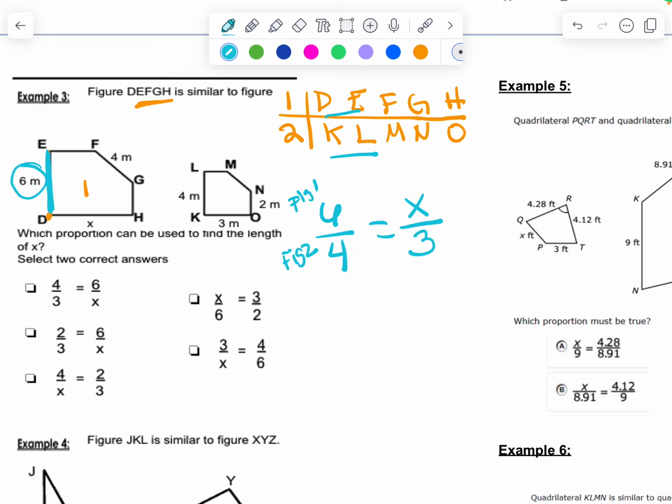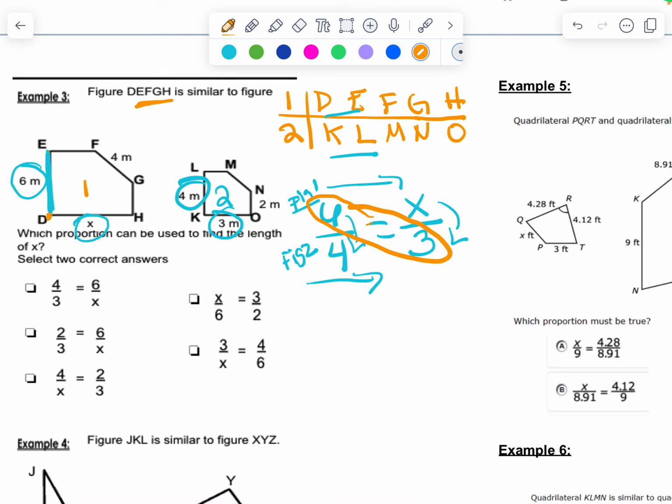Okay, so this is figure 1. This is going to be your figure 2. So I know that 6 corresponds with 4. That's how I put that. And I know X corresponds with 3. And I did figure 1 at the top and figure 2 at the bottom. That's pretty important. Okay, anyhow, to check, your proportion might look a little bit different, but this is what's always going to look the same. If you check your cross, they always are going to be the same, even if they look different, okay?